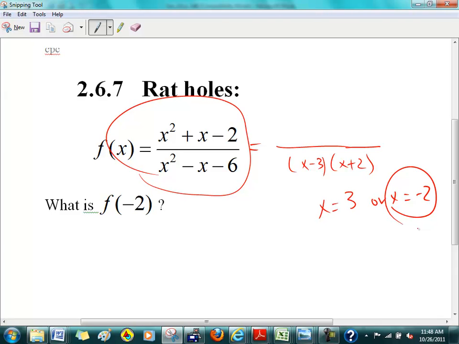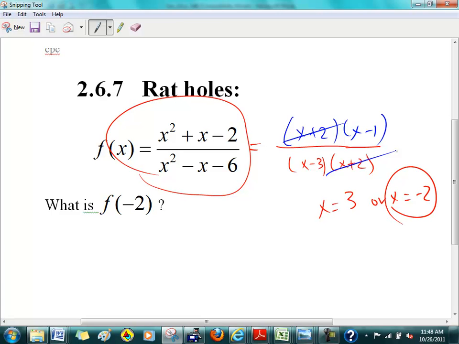Can I factor the upstairs? Do it. X plus 2, x minus 1. Can these x plus 2's cancel? Okay? That's why it's not there. But instead, there's a hole there. Okay, there's a hole there.